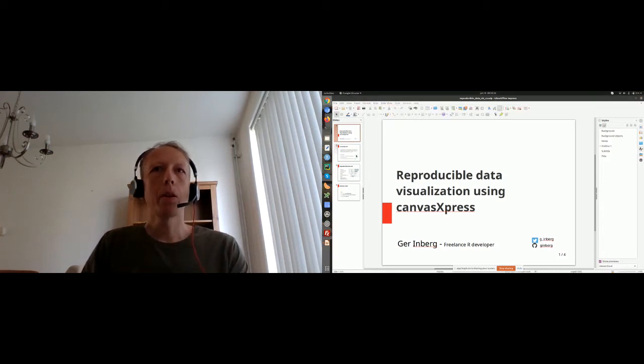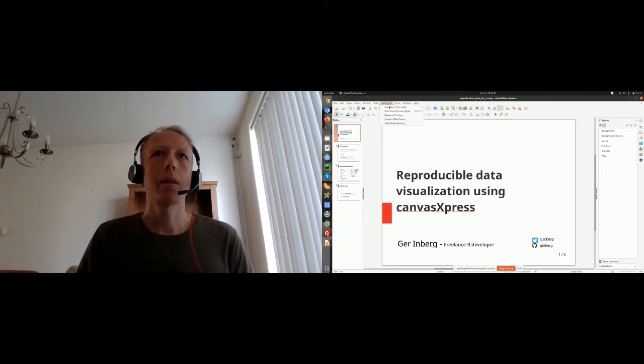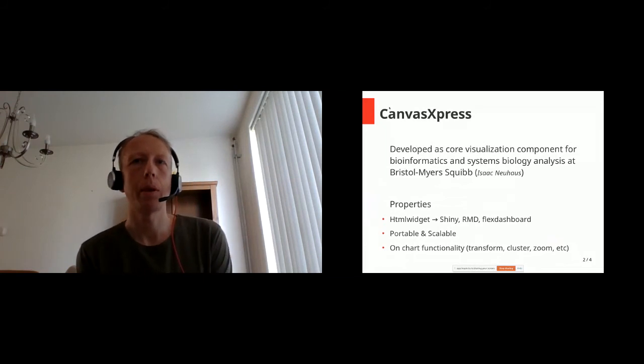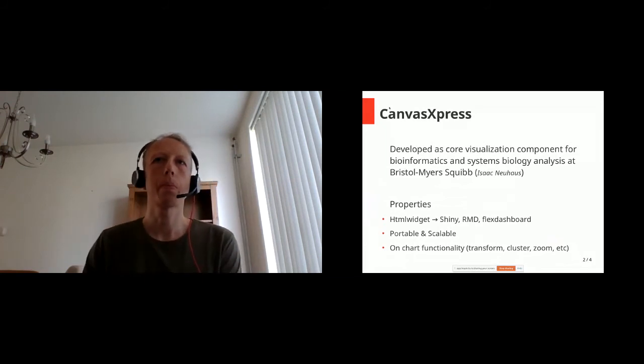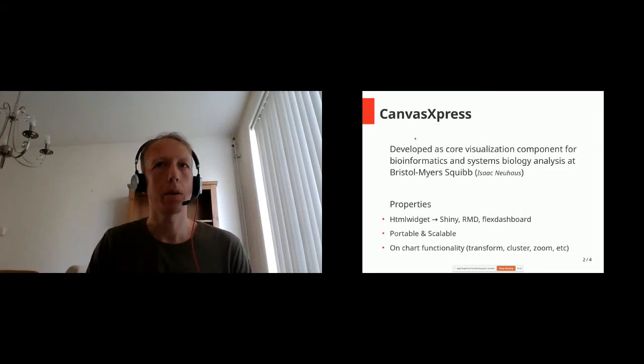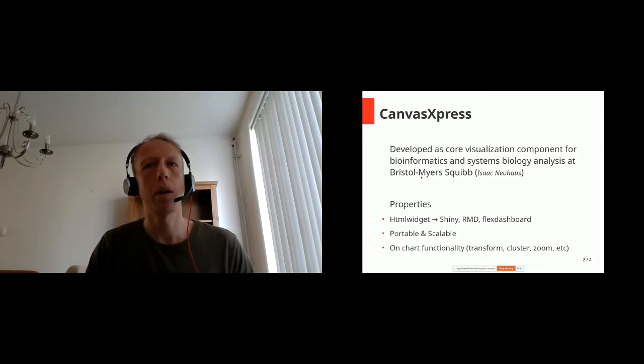So my talk is about CanvasXpress. And what is CanvasXpress? It's a library developed at Bristol Myers Squibb. The core visualization package is a JavaScript package, but there's a wrapper around it for R. So it's in fact an HTML widget. You can use it in Shiny and R Markdown, a Flex dashboard. And it's in fact a very rich library.